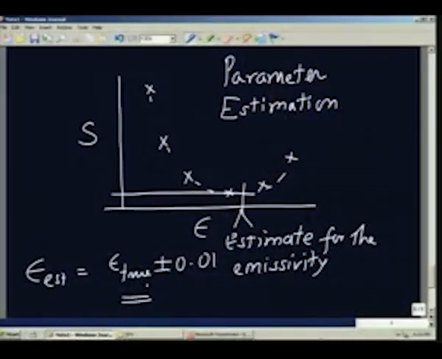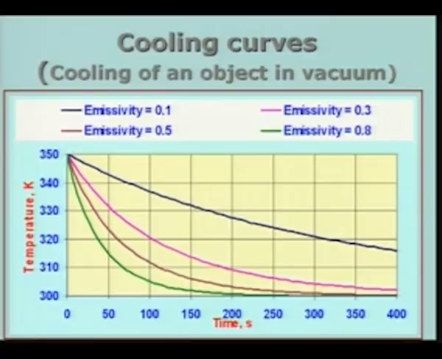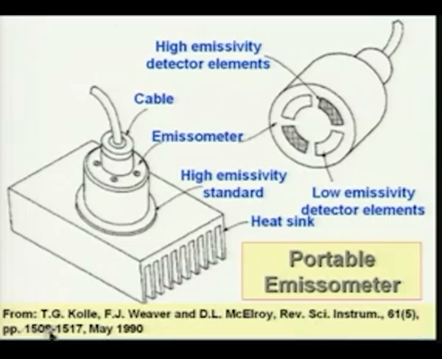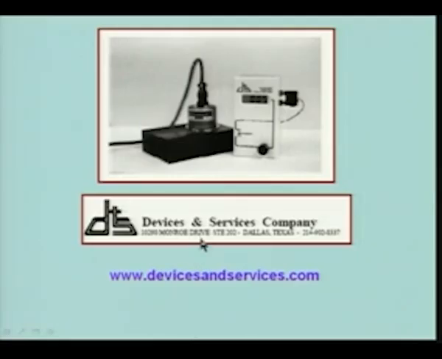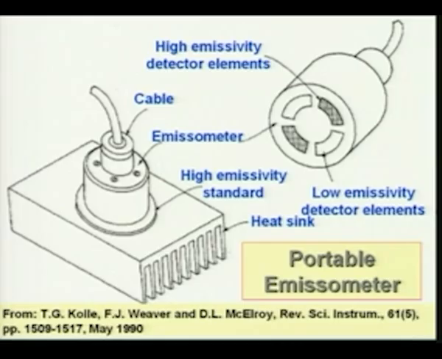which I am going to have discussed, and let us look at what are the other methods which are possible. The next method I am going to look at is the use of what is called a portable emissometer. This emissometer is made by a company called Devices and Services Company. So, I will come back to this later. So, let us look at the principle of operation of the portable emissometer.